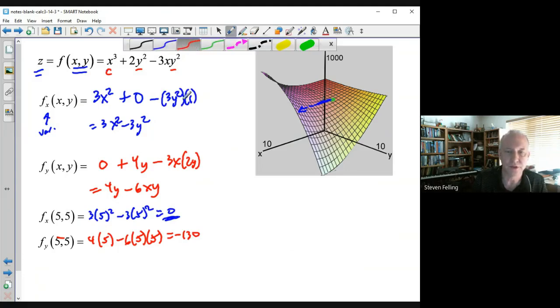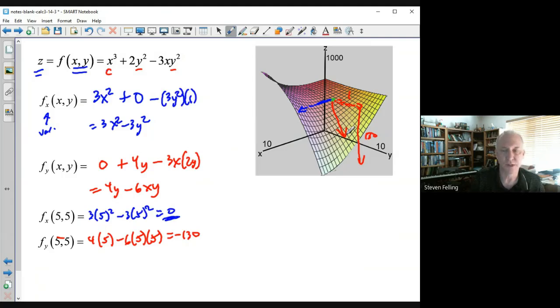But the fact that this one turned out to be negative 130 means if I go in the positive y direction, this goes down 130 units for every 1 unit over. So this is an extremely steep slope in the y direction, right? So I can separate the direction in the x from the direction in the y, and then figure out what the output is doing for every unit change in the x direction, and what the output is doing per unit in the y direction.